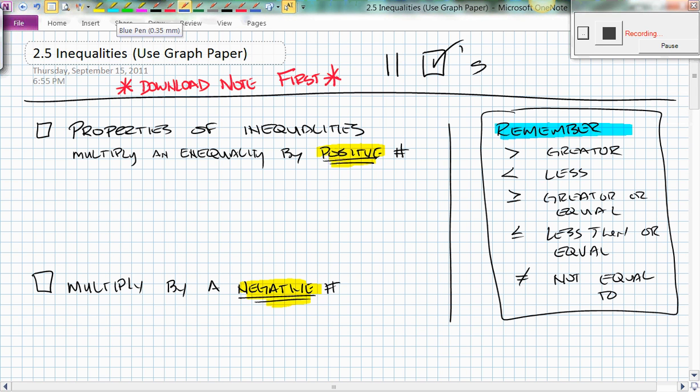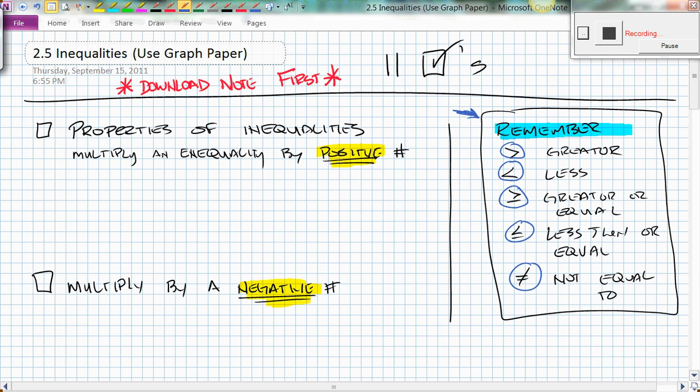Okay, so we're talking about 2.5 inequalities. First, we're going to talk about the properties of inequalities, and remember these on the right-hand side here. Don't forget these. You've got the symbol for greater than, the symbol for less than, the symbol for greater than or equal to, less than or equal to, and then there's not equal to. So you have all these 5 to remember. Keep that in your mind.